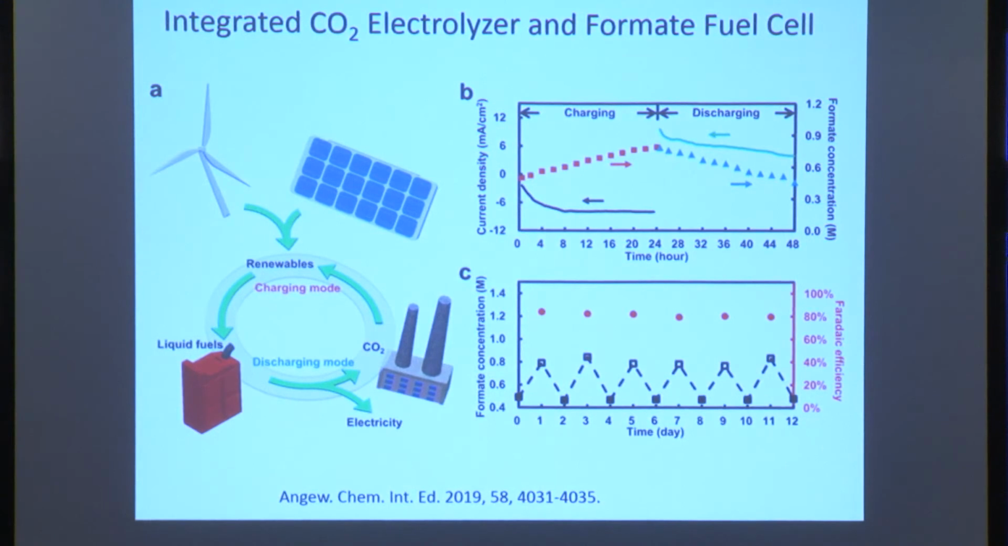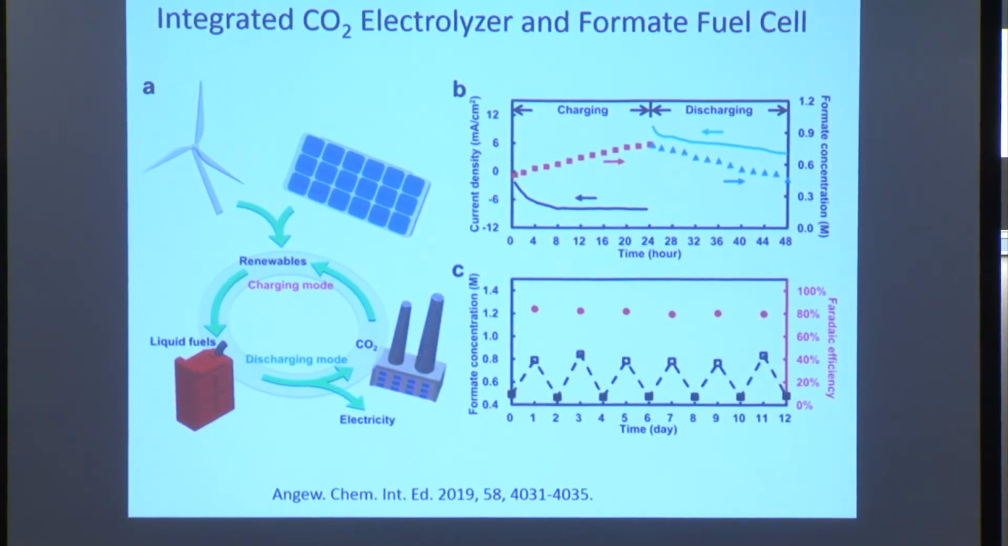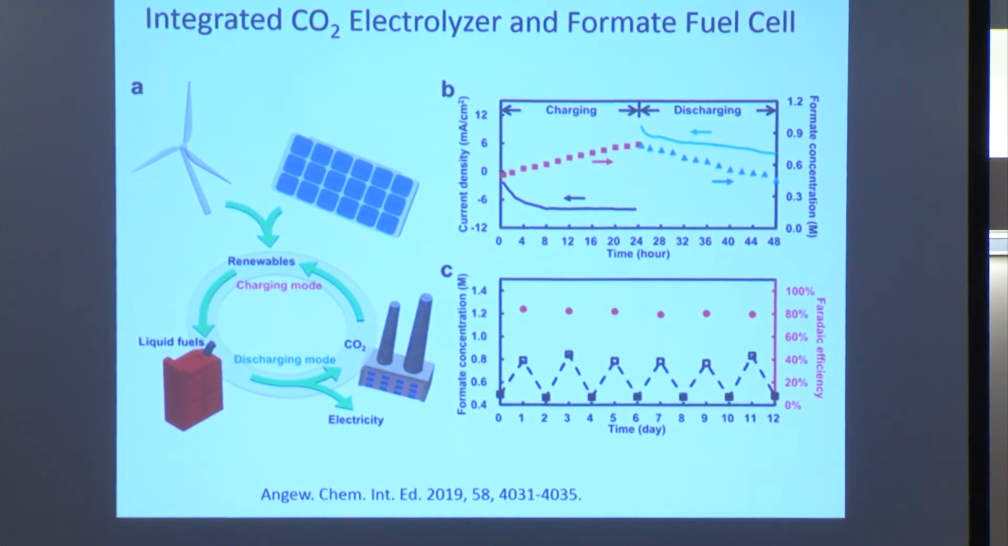So if I run this in the electrolyzer mode, I convert the CO2 to formate. I can increase the formate concentration almost to 1 molar in the solution. Then if I run it in a fuel cell mode, I can consume it. And this can be quite stable for more than 10 days. Okay, so this is a metal-metal interaction.